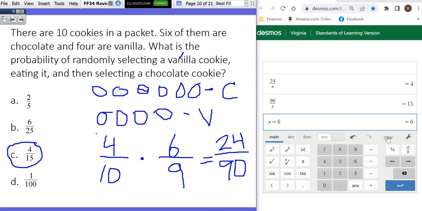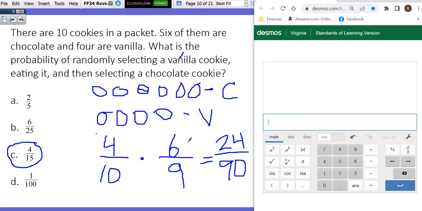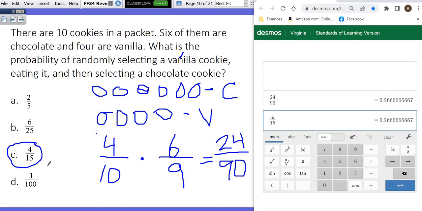But I'd like to show you something else real quick. We multiplied the 4 and the 6 and got 24, and the 10 and the 9 and got 90. Well, I'm going to put that in my calculator. 24 divided by 90. And that gives me this decimal. Then I'm going to put in each answer. I'm going to start with A, 2 divided by 5. Nope, that doesn't match. I'm going to do B, 6 divided by 25. Nope, that doesn't match. I'm going to try C, 4 divided by 15. Look at that, the exact same decimal. So this is definitely my answer.